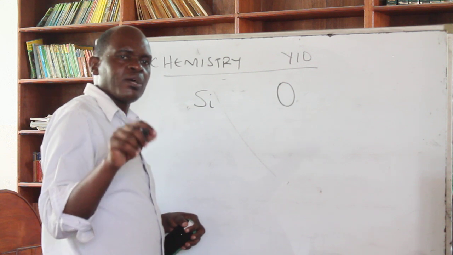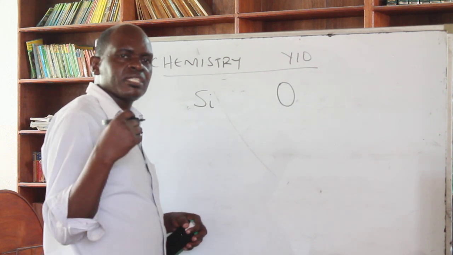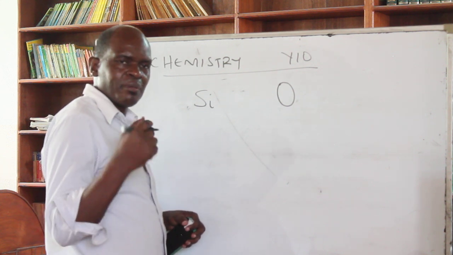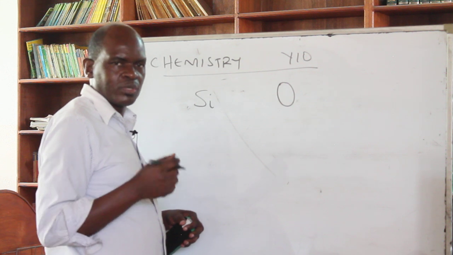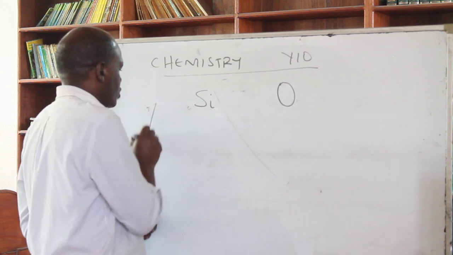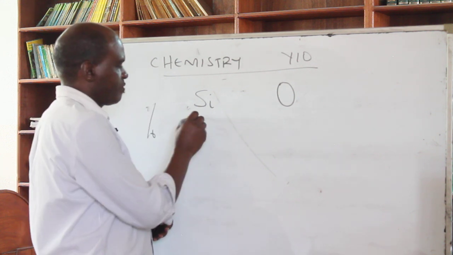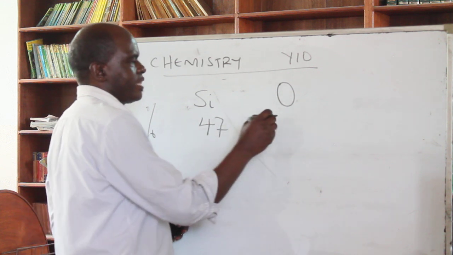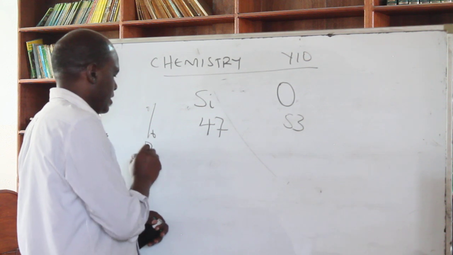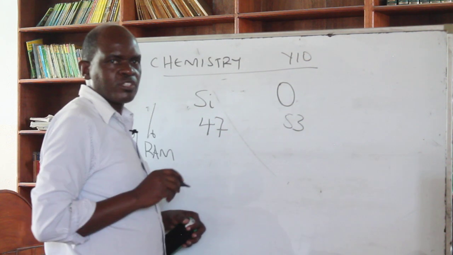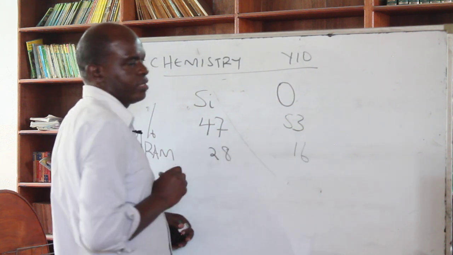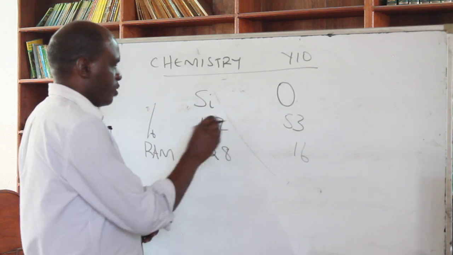Those are the ones you're going to be using. Those particular atomic masses are normally given to you in the questions. You don't have to memorize them. They will always give them to you in the course of the calculations. So the percentage of silicon is 47%, and oxygen is 53%. And the RAM, relative atomic mass, of silicon is 28, oxygen is 16. Now, those are the first two stages.